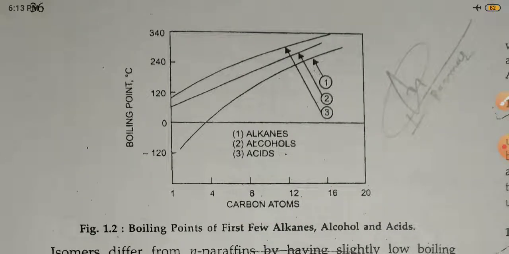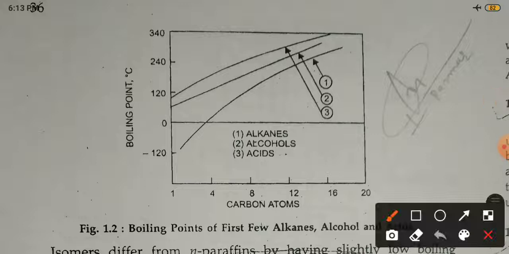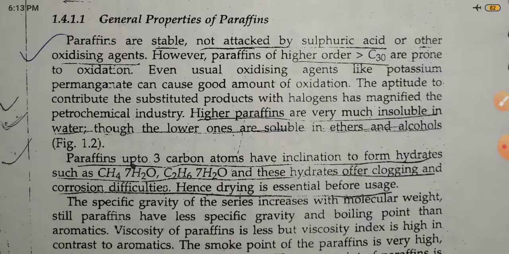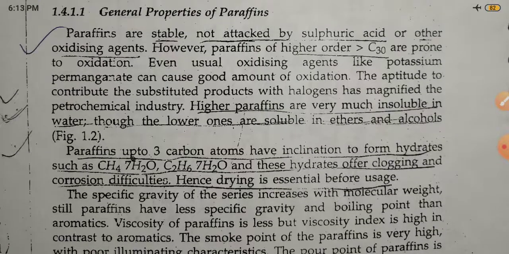This is a simple figure for the boiling points of the first few alkanes, alcohols and acids. Different ranges are given. Draw it in your book. Boiling point versus carbon number. These 3 lines regarding the alkane, alcohol and acids are the first, second and third one. Okay, a simple discussion of figure 1.2.